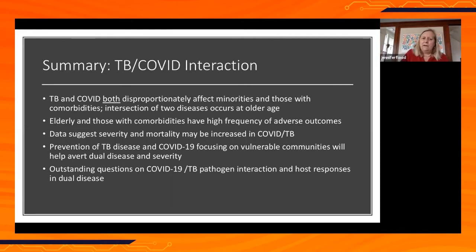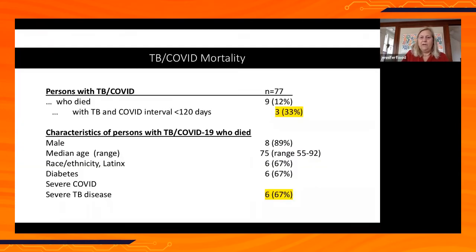To take this data in context and ask what is actionable: if we can prevent TB disease and COVID, we now have vaccination and we have mechanisms to prevent TB disease, and we focus on the most vulnerable, we can help avert dual disease and this potential synergistic effect that the two pathogens can have together. We have outstanding questions, however, on what causes it and exactly how often it occurs.